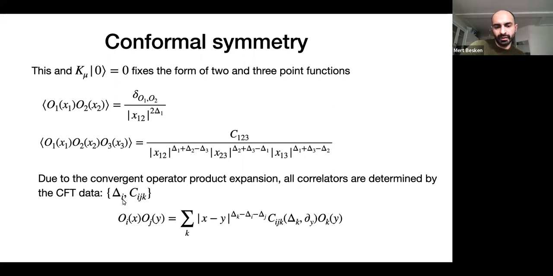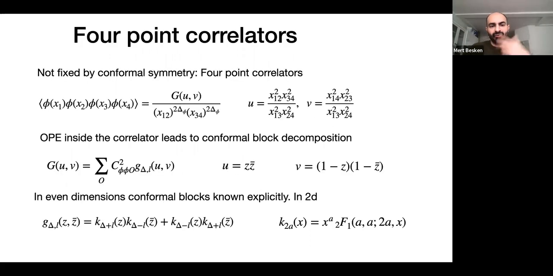So the dimensions and the OPE coefficients, or the 3-point coefficients, fix the entire correlators, all correlators of your theory. And that gives us a way of attacking this problem as a bootstrap problem, which I'll talk about next. So the first thing that is not fixed by conformal symmetry.